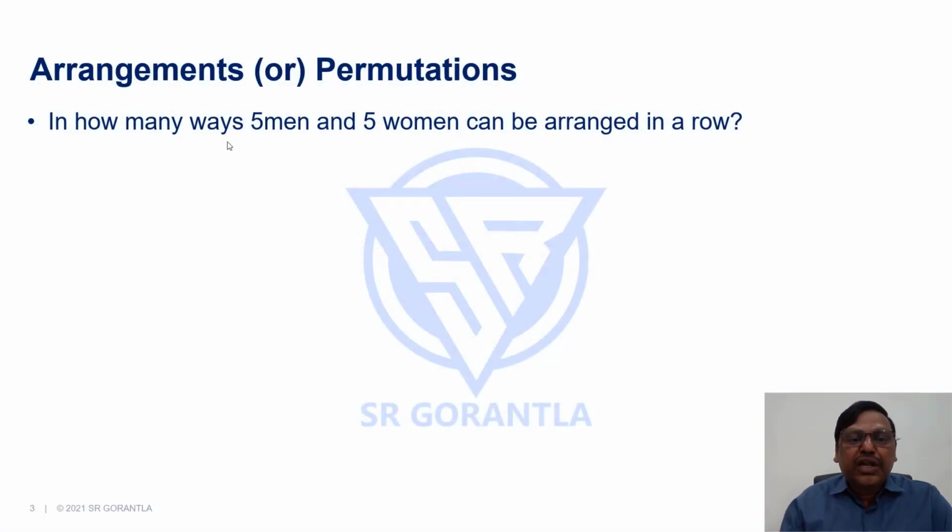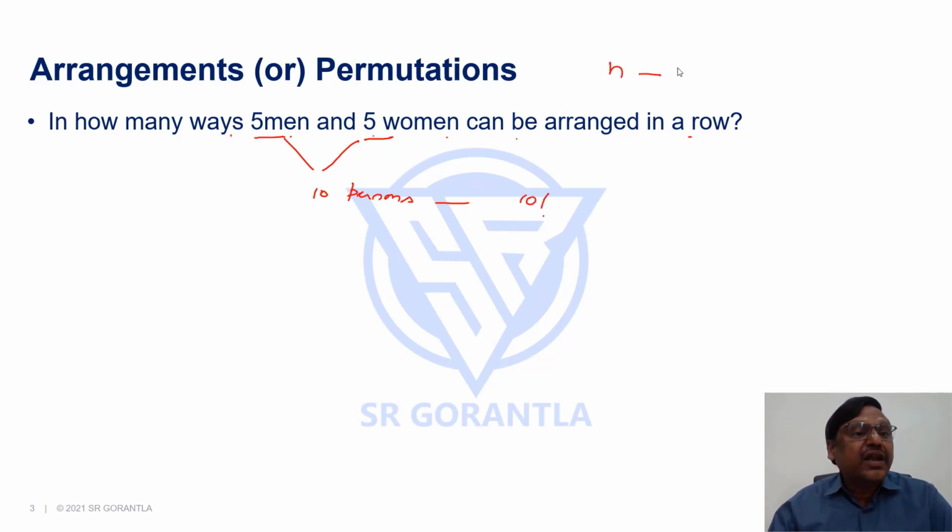The first question: in how many ways can 5 men and 5 women be arranged in a row? 5 men and 5 women, total we have 10 persons. 10 persons can be arranged in a row in 10 factorial ways. N persons or n items can be arranged in a row in n factorial ways. Here, there is no difference between a man or a woman because there is no condition as such. So it's a simple question of 10 persons being arranged. So the answer is 10 factorial.